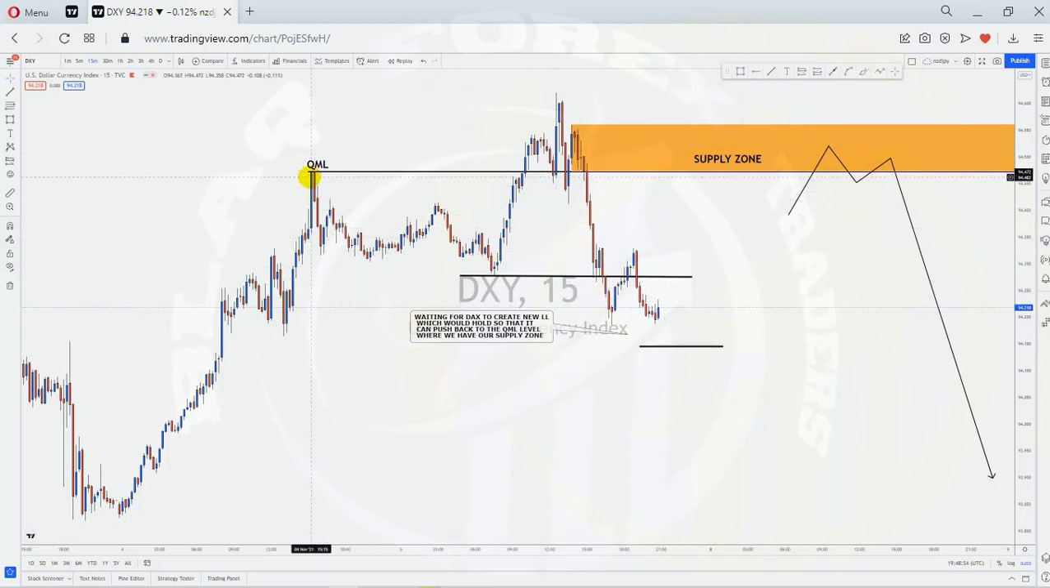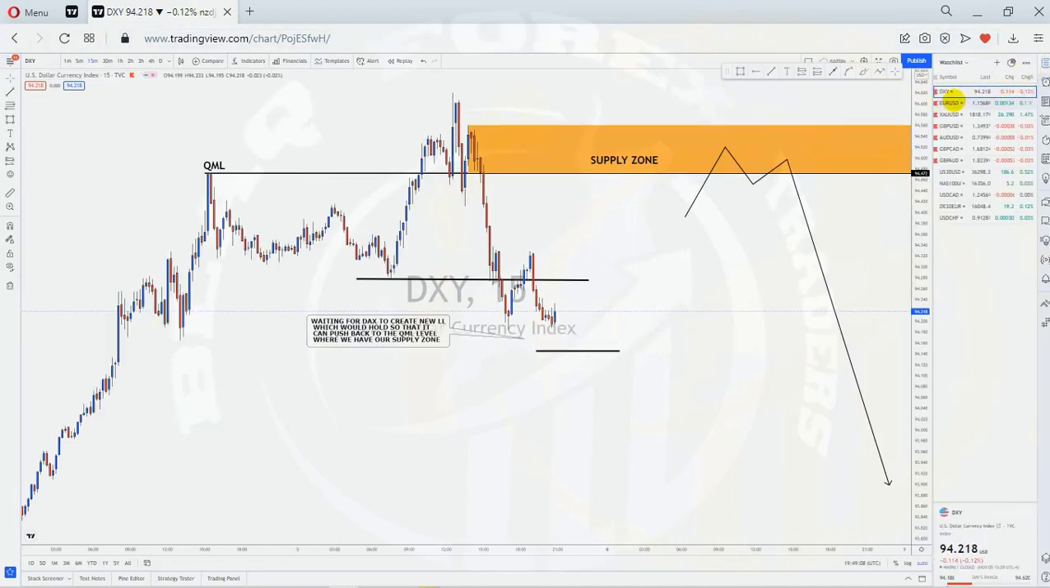I have the first shoulder, then I have the break of structure here. Now the market has to give me the lower low. Then they can start to move back up to the supply zone, and that's where the chart will start to drop again. This is the 15 minutes time frame. So let's move to Euro USD.